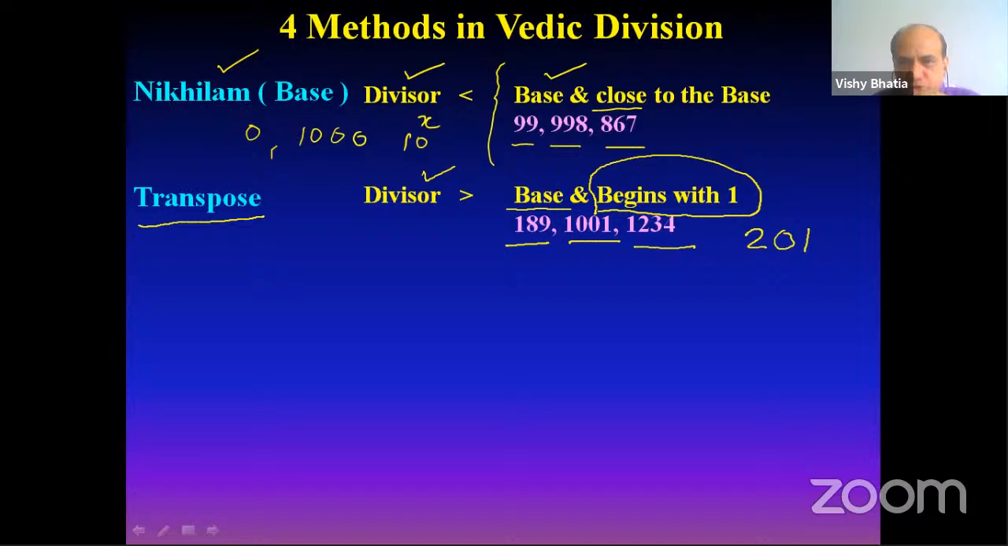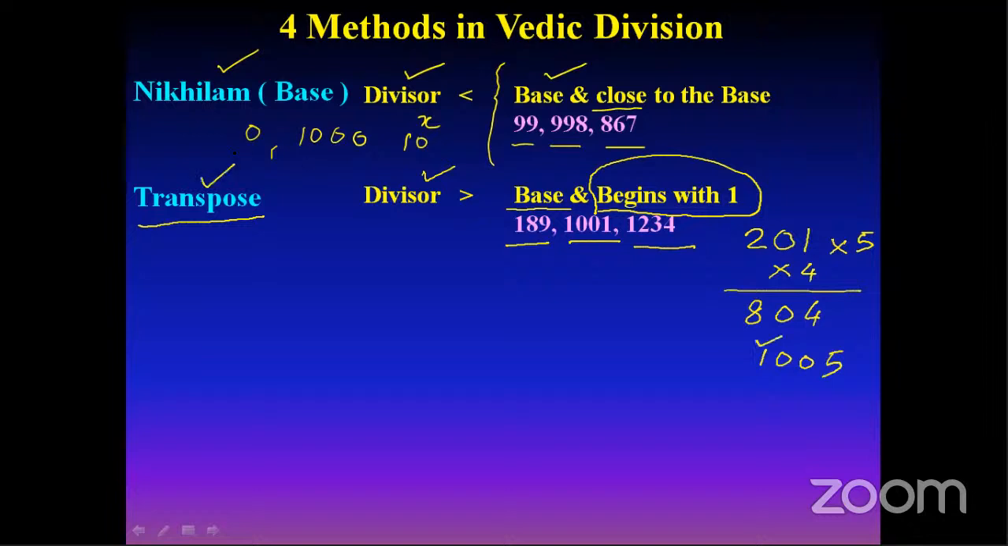We will not use this method or this method. What we will instead do is either multiply 201 by 4 and scale up the divisor to 804, or we multiply 201 by 5 and scale it up to 1005. And if you notice, we get a 1 in the beginning, and then we will use the transpose method.